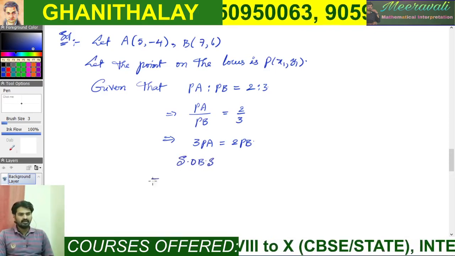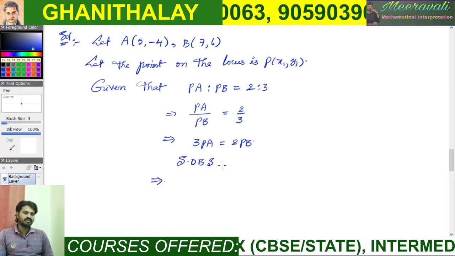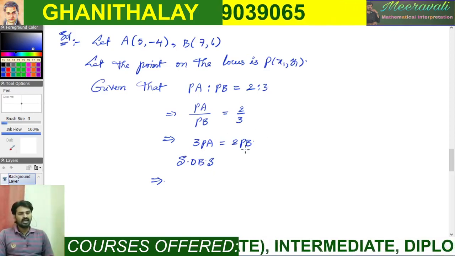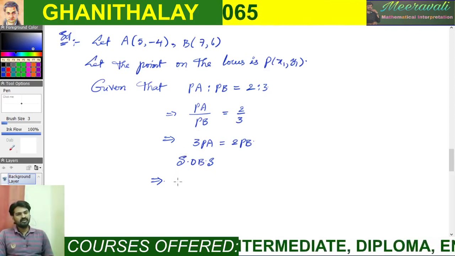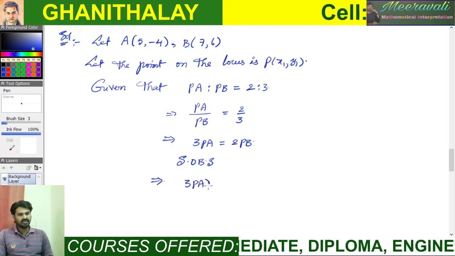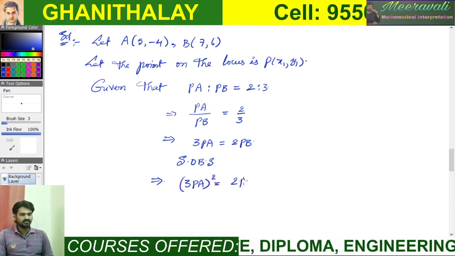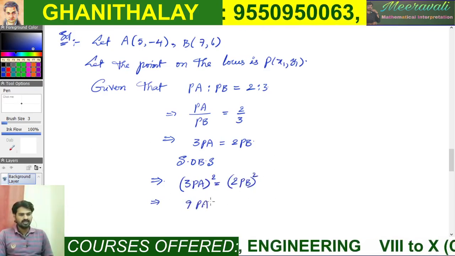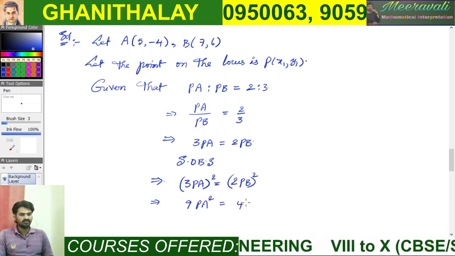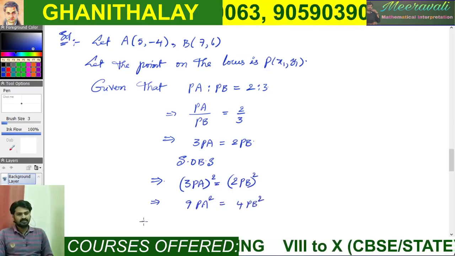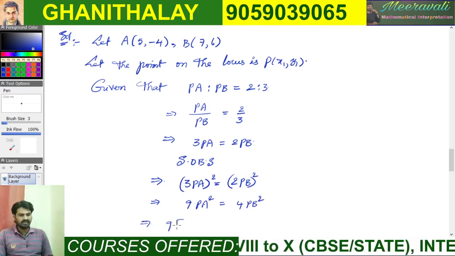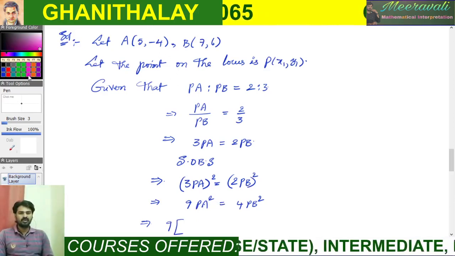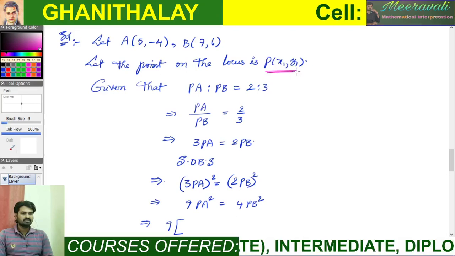If you don't want to take squaring on both sides now, after some steps you have to take it, so I am going to take it directly. Squaring on both sides, 3PA whole square is equal to 2PB whole square. That means 9 PA square is equal to 2 square, that is 4 PB square. So here I am going to write 9 into PA, the distance between P and A. You can use the P point here, and this is the A point here.